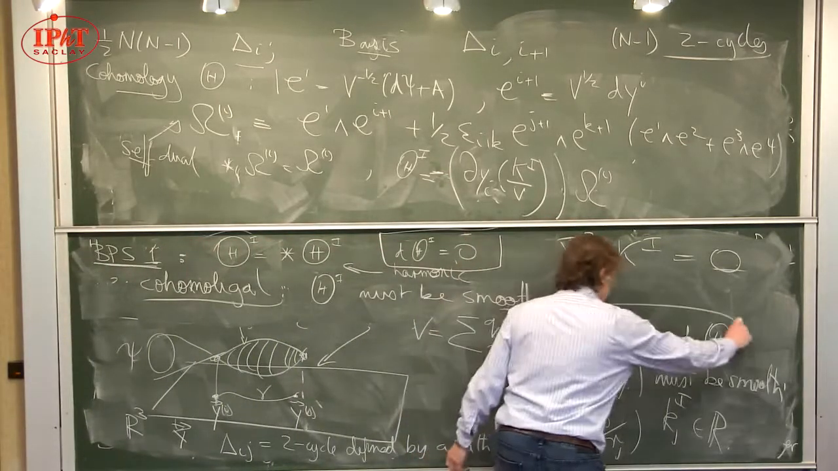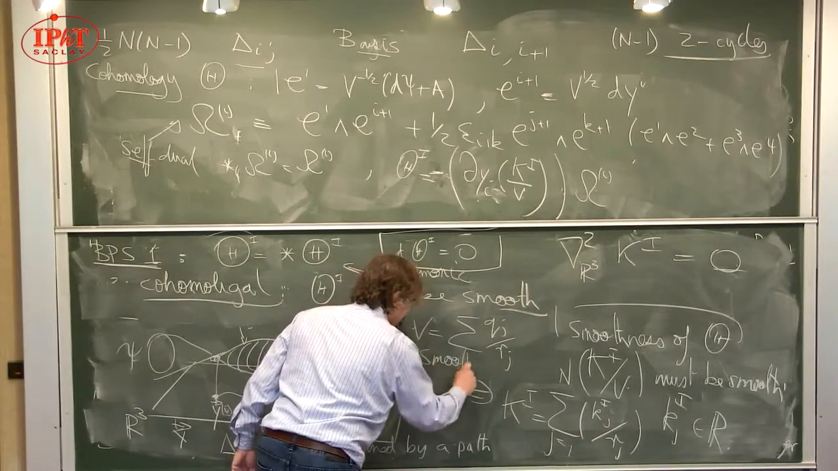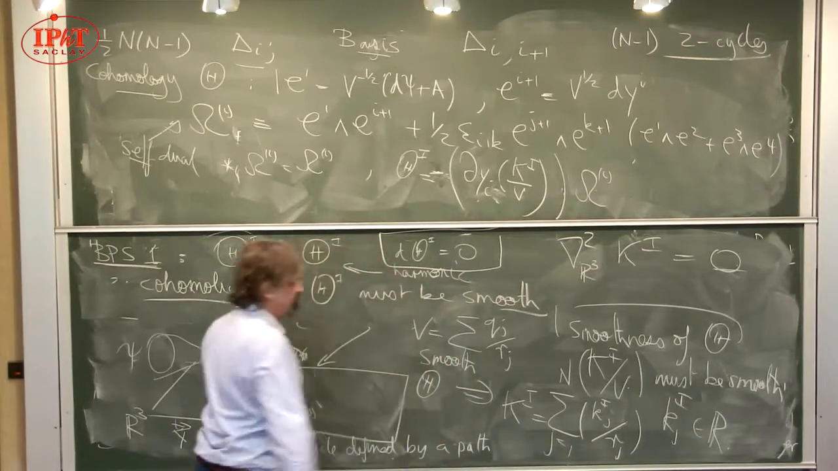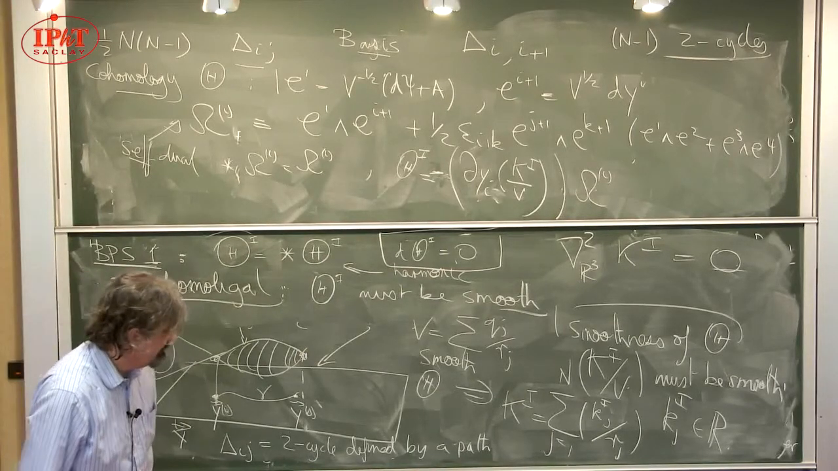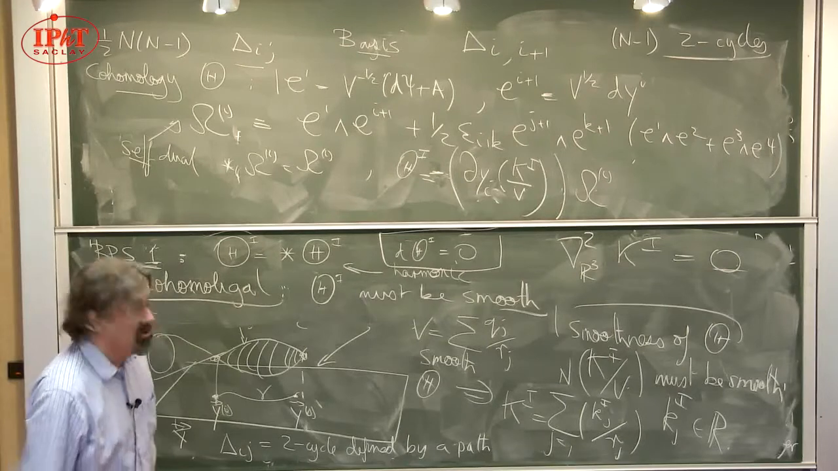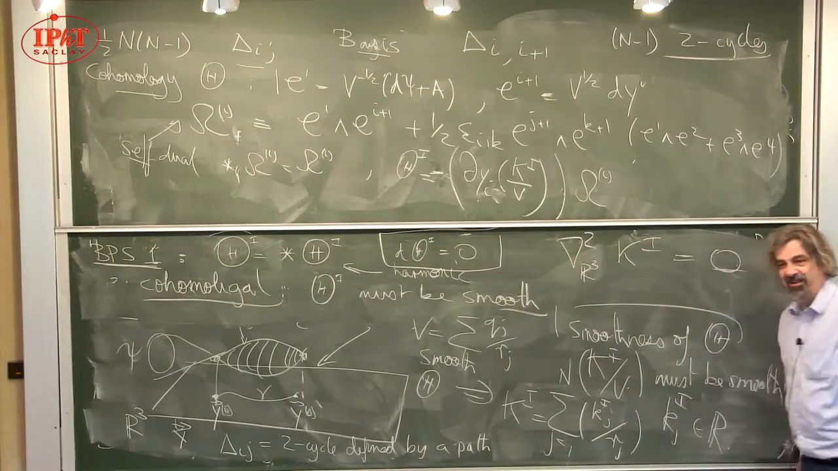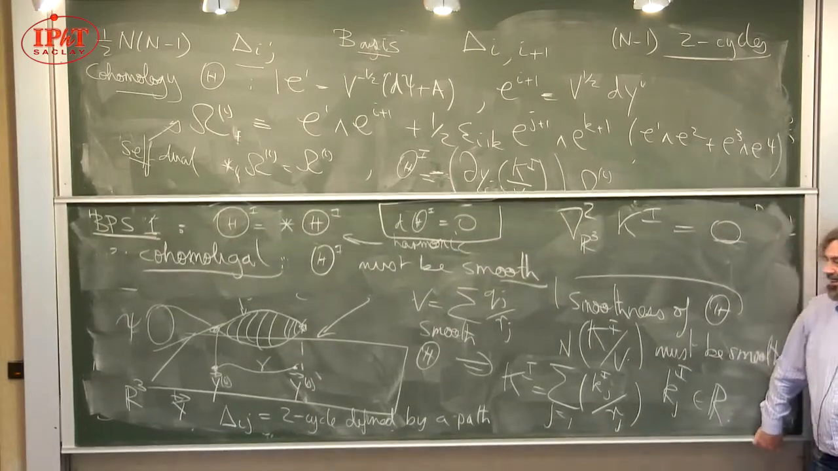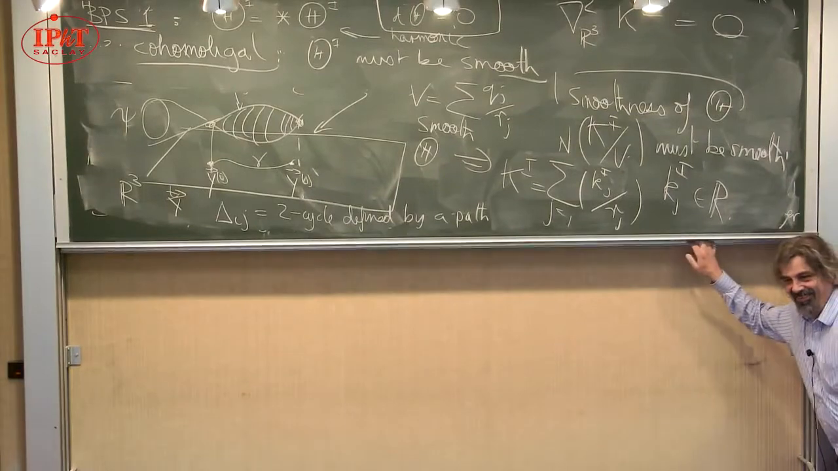So, with this choice, you get smooth thetas. Zero excluded? Sorry? k_ij should not be 0? Oh, no, it should not be. No, it can be 0, because when v blows up, this goes to 0. Ah, okay. So, in fact, got it?